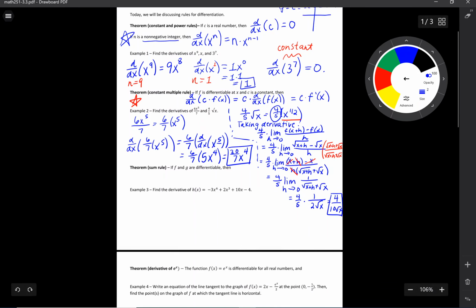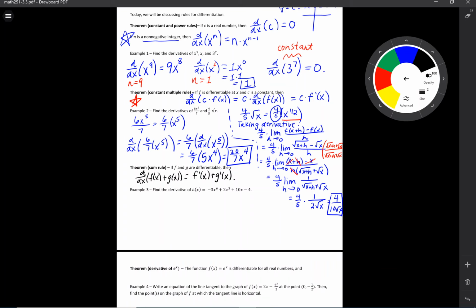All right, next we have what we call the sum rule, and it says the following: if f and g are differentiable, then the derivative of f of x plus g of x is equal to f prime of x plus g prime of x. And actually, this sum rule is true for any amount of terms. If I took the derivative of f plus g plus h plus i plus j, it would just be the derivative of each one of those terms added together.